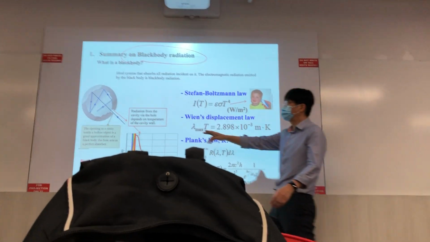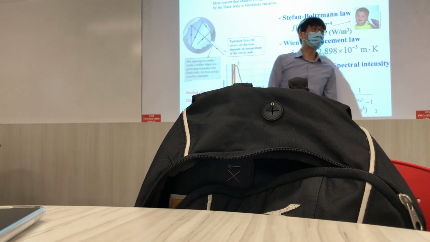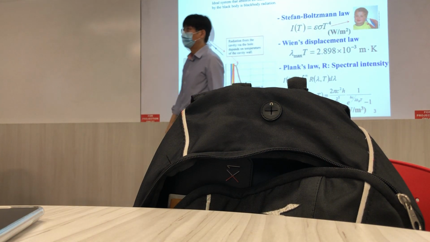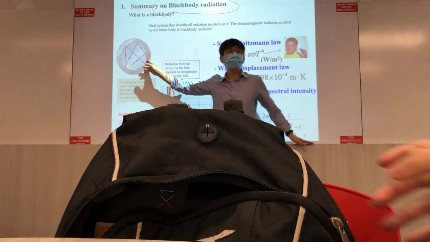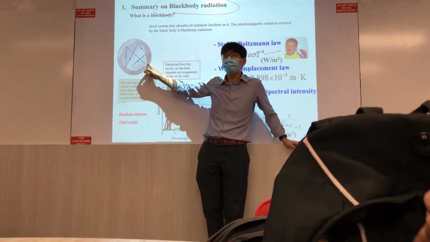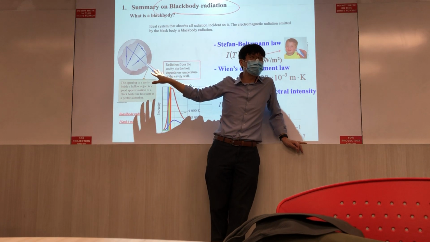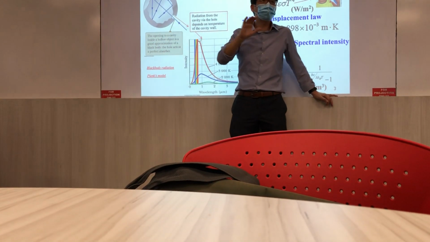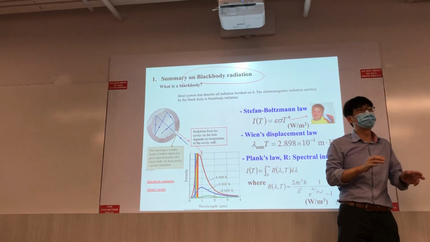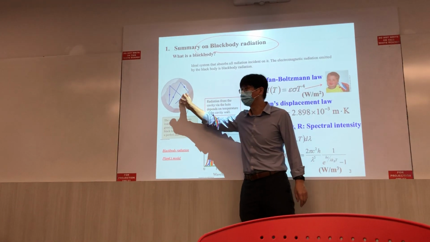This diagram actually represents the black body very well. This sphere is a hollow sphere with a small cavity here. So any incident light through this cavity will be 100% absorbed. We just go into this hollow, isn't it?